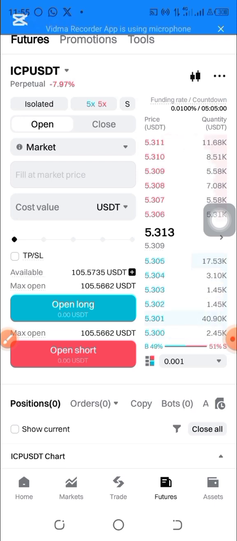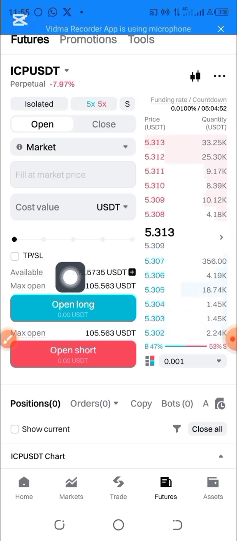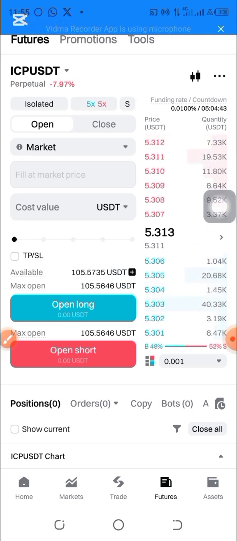Now, how do I want to dollar cost average into this trade? In this account, I have $105 as my total portfolio on this Bitget account. Because I want to manage my portfolio very well and manage my risk, I plan to spend just $15 on this ICP trade, and I'm not going to spend all these $15 at once on this ICP trade. Therefore, I want to split my $15 into 3 different places.